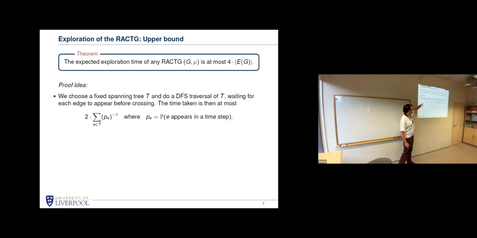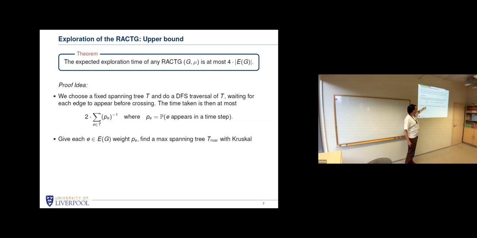So if you do that for any tree, you'll get a bound on the expected traversal time of twice, since you cross each edge at most twice in this DFS traversal, times the inverse of the probability that e occurs in any step. Because in each step we just sample a tree from mu, the probability that e is in the tree at that time step is independent of time. Okay, that holds for any tree. So then what's the smart thing to do? Well, you optimize over all the trees, which would minimize this.